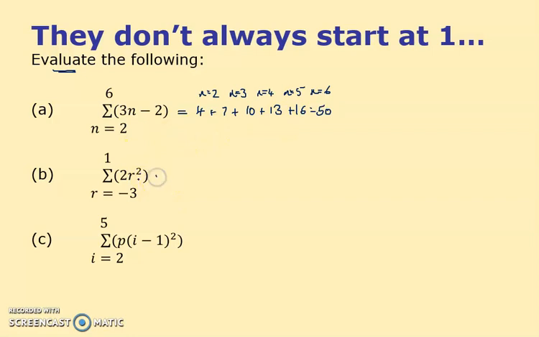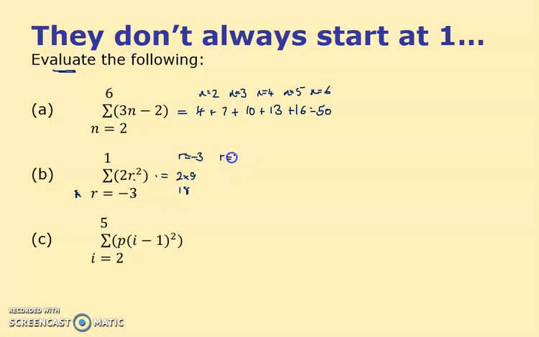This one is exactly the same. Oh, look, weirdly, horrible start number. We've got to start, and they've switched letters as well, just to confuse me even more. But it's the same. R is minus 3. I'm going to sub that in. I get 2 times, well, minus 3 squared is 9. So the first term is 18.